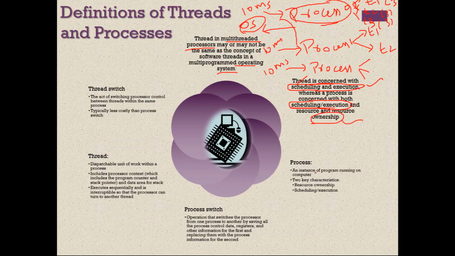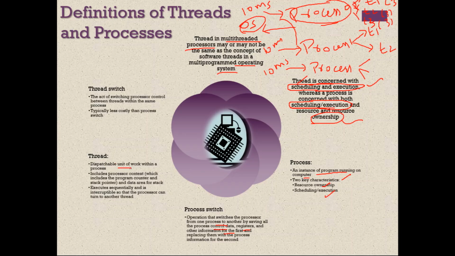A process is an instance of a program running on a computer. There are two key characteristics of a process. One is ownership, another one is scheduling and execution. The operating system switches the control from one process to another process by saving the details of the process in the stack. Every process will have some process status, right? The process status includes the contents of its registers and all other information. Everything will be saved into the stack, and then only it can take another process, right?